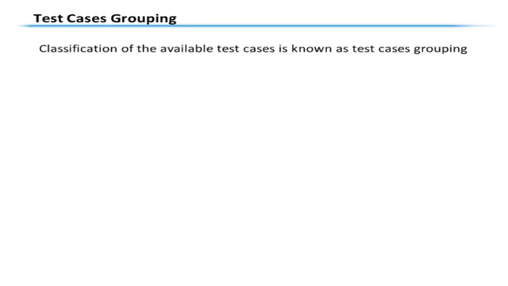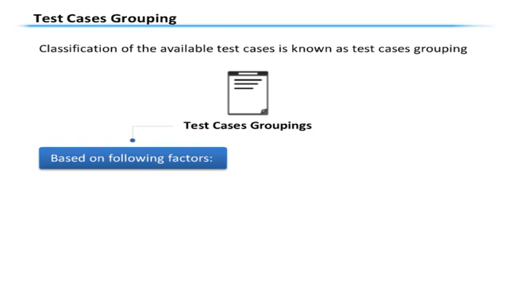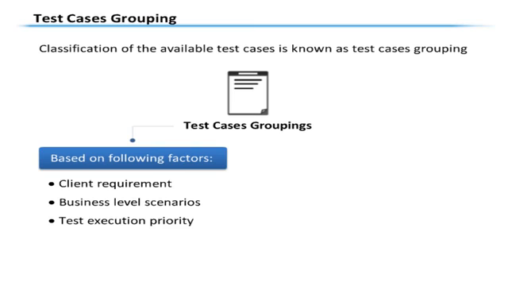Test cases grouping. The classification of the available test cases is known as test cases grouping. The test cases can be grouped based on the factors listed below. Number 1, the client requirements. Number 2, the business level scenarios. Number 3, test execution priority. Number 4, the data availability. And number 5, test cases having dependencies, etc.